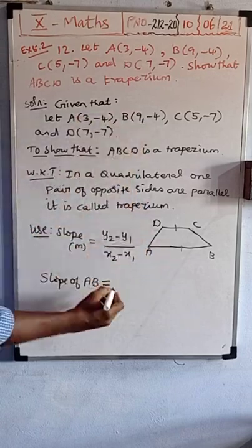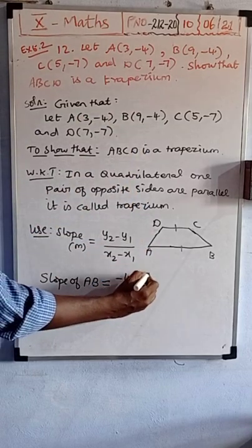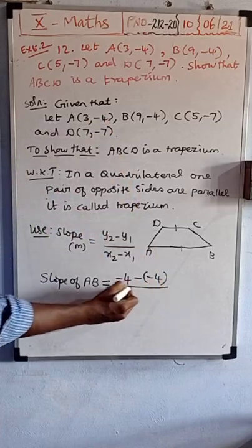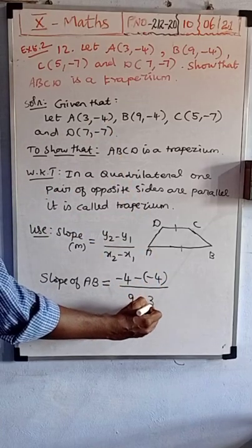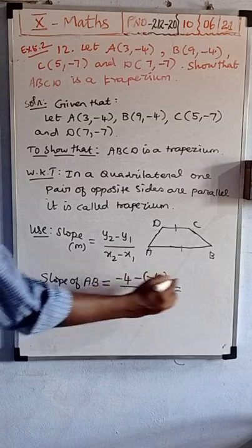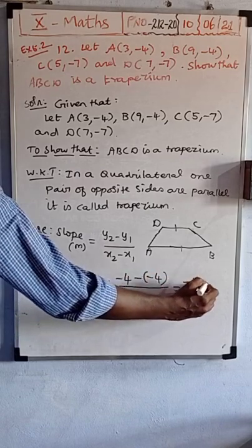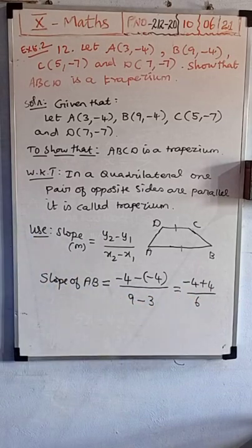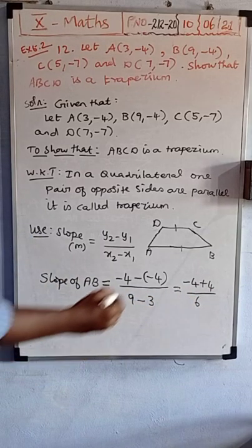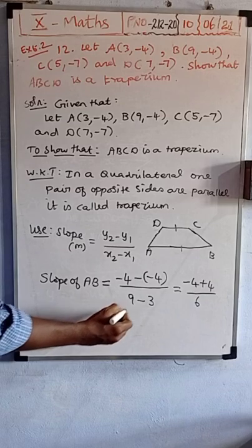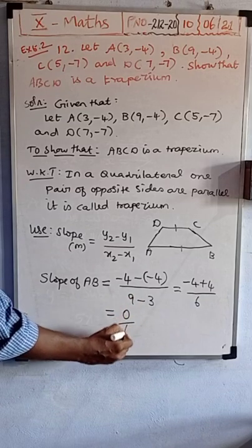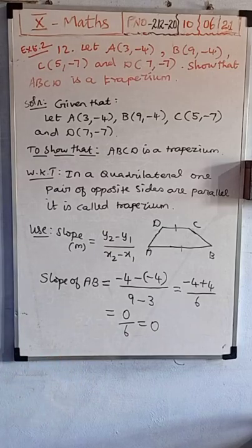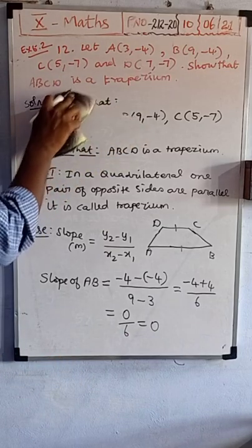First, slope of AB. So y2 is minus 4 minus of minus 4, y1 is minus 4, divided by x2 9 minus 3. So what will you get? Minus 4 minus into minus becomes plus 4, divided by 6. So minus 4 plus 4 is 0. 0 by 6, 0 by anything is 0. So slope of AB we received as 0.